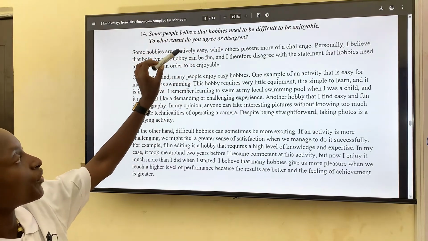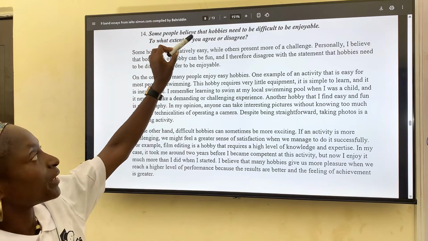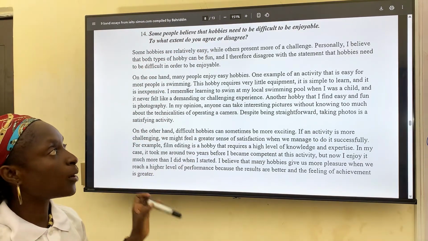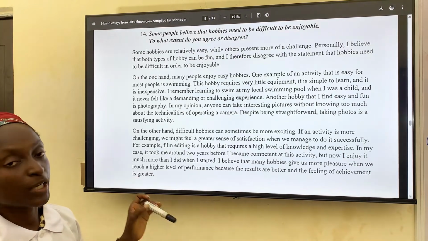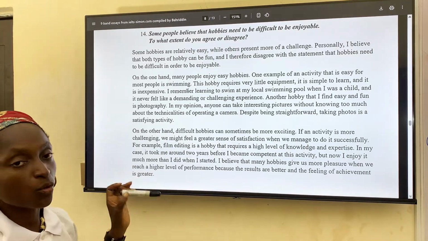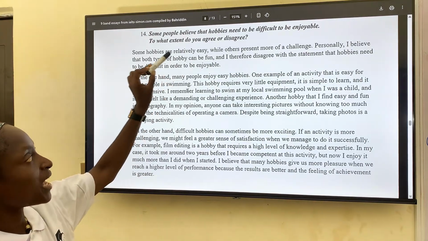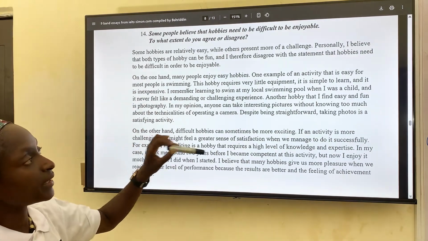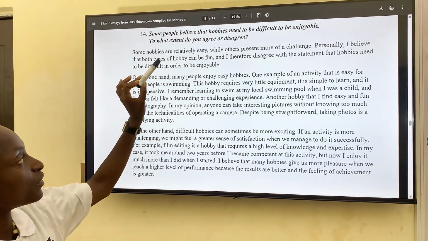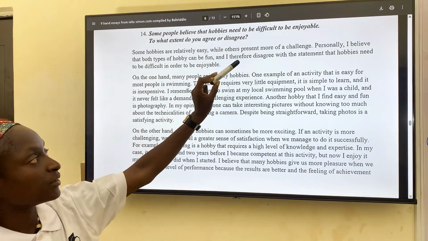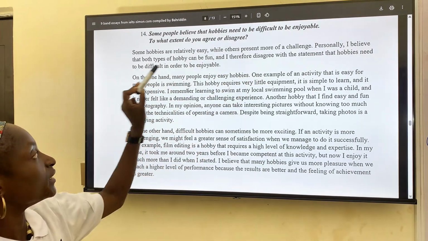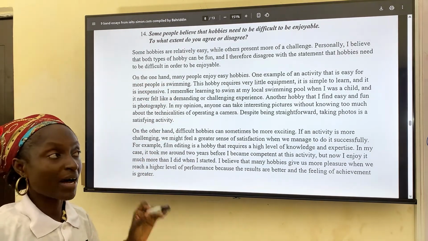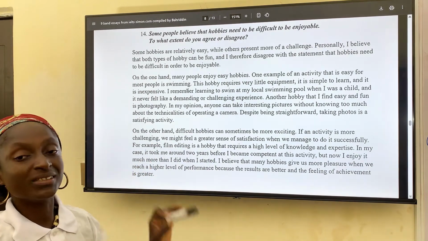But instead of mentioning people, the people has been removed. We are now talking about hobbies because that's the main topic. Should hobbies be difficult in order to be enjoyable or not? That's the main question. So that is what you focus on, and that's what has been rephrased in this first sentence. Now, the second sentence. Personally, I believe that both types of hobby can be fun, and I therefore disagree with the statement that hobbies need to be difficult in order to be enjoyable. That's our thesis. We have answered the question. That means we disagree.